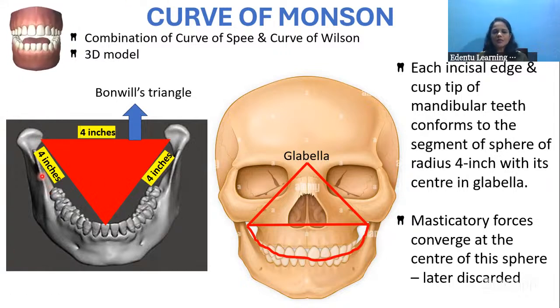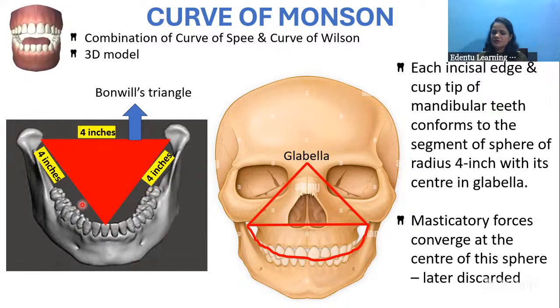Monson drew a line from the incisal edge of the lower incisors to the condylar area, and he connected the two condyles also. So he got an equilateral triangle. Equilateral triangle means the measurement of the three sides of the triangle will be the same.